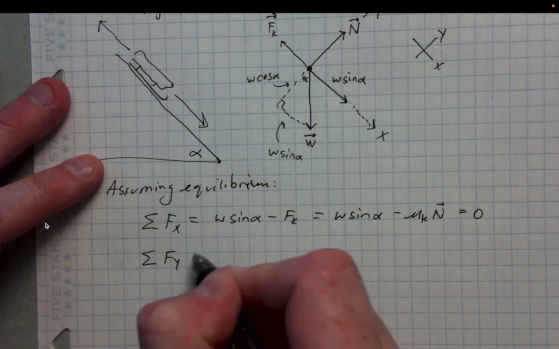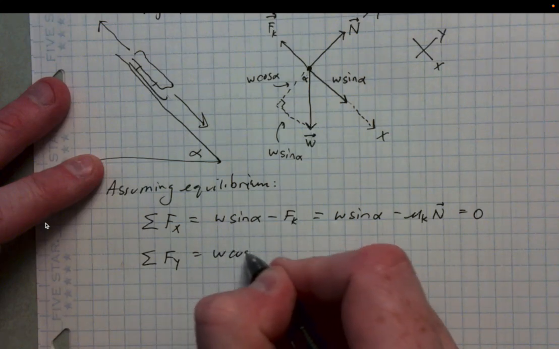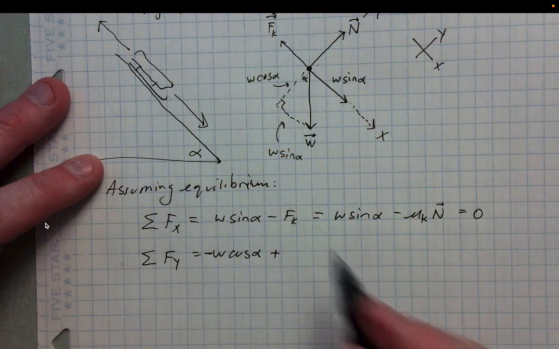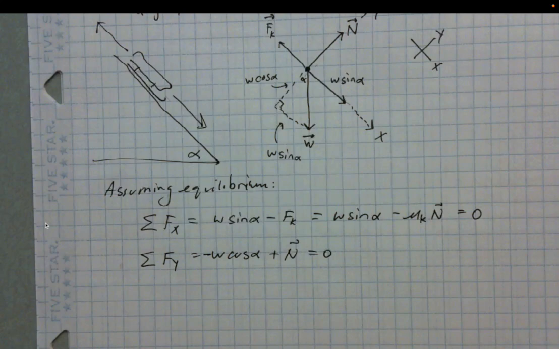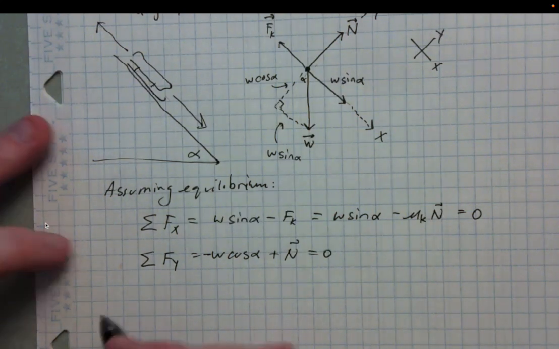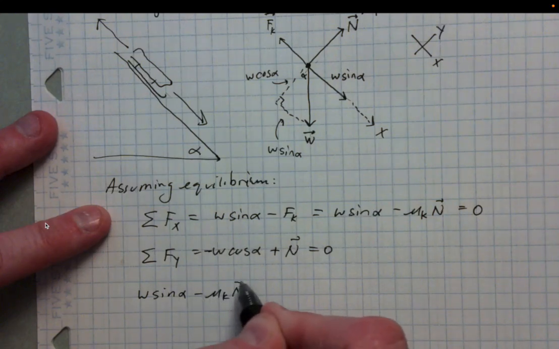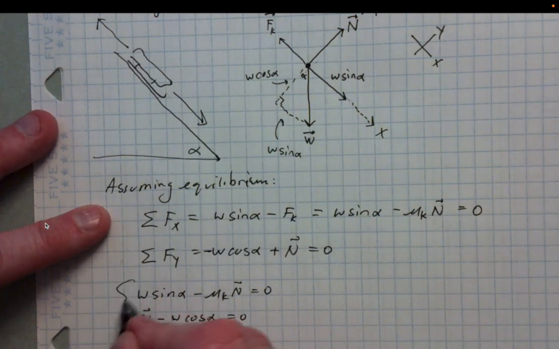Similarly, in the y direction, what do we have? Well, we've got this force here, W cos alpha, and then we've got the normal force. So we'll take that to be negative. So negative is down, positive is up, and those need to be equal to 0. Okay, so let's just rewrite this slightly. So I've got two equations. The first one is W sine of alpha minus mu sub k times the normal force equals 0. And the second equation is the normal force minus W cos alpha equals 0, right? So I've got these two.